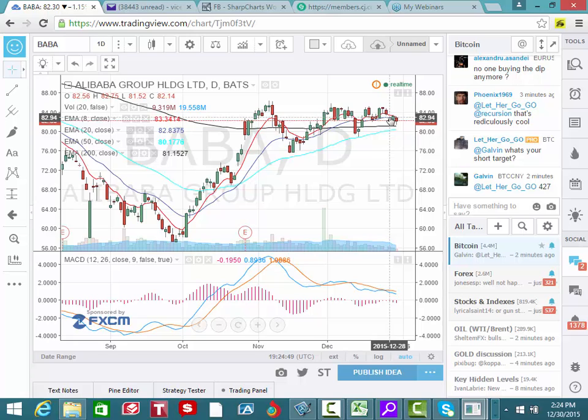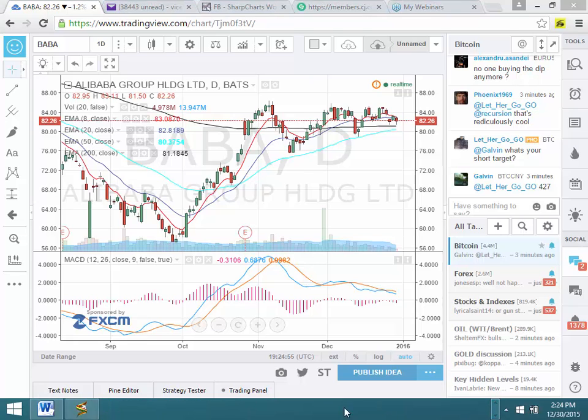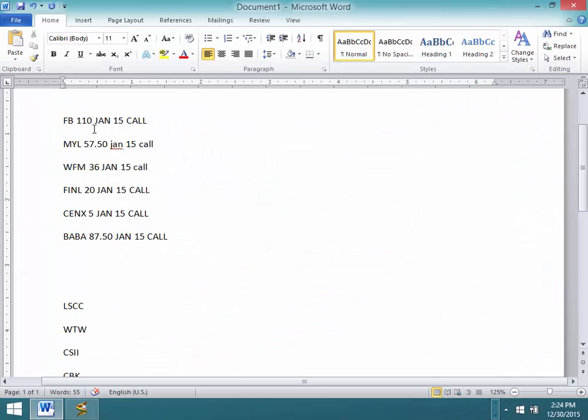So I really like that pattern right there. We got 5 excellent trades, and all the trades that I give are trades we're analyzing to make at least 100 percent or more. So right here we have 6 trades to start off the year.